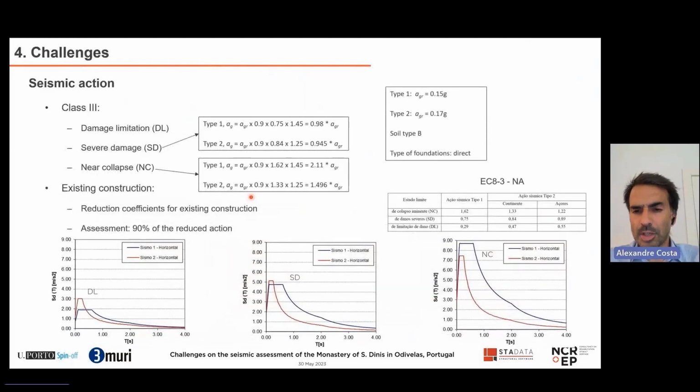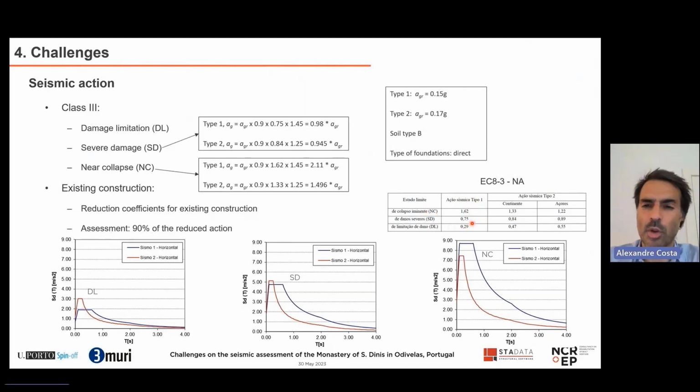Then the challenges started. The first one was regarding the seismic action. And why is that? Because being an importance class 3 building, we need to do the seismic assessment for 3 damage levels: damage limitation, severe damage, and near collapse. And in our national annex, when we're working with existing constructions, we can use what are called the reduction coefficients for existing constructions. And they are here in this part. However, while for severe damage and damage limitation they decrease the seismic action, for near collapse the seismic action is increased.